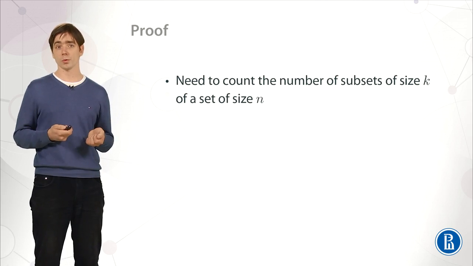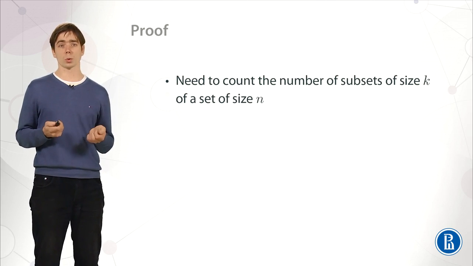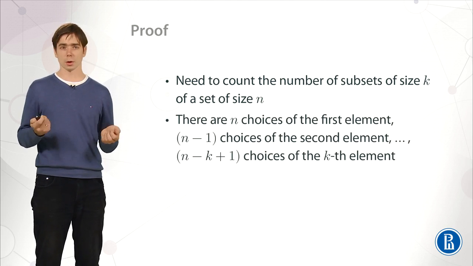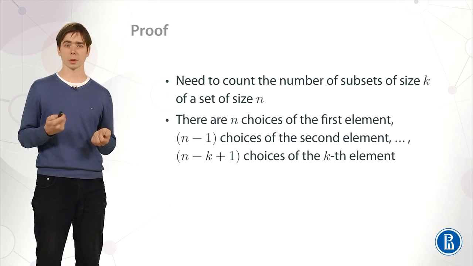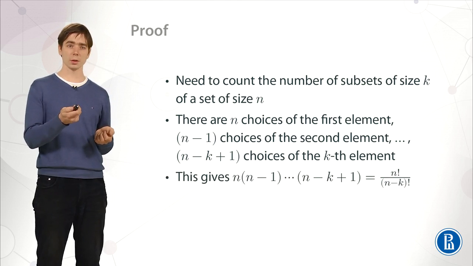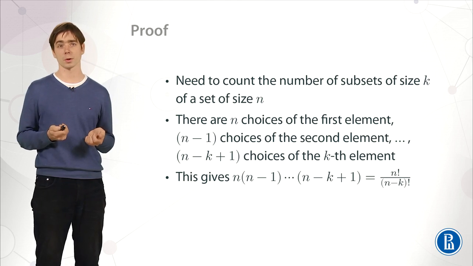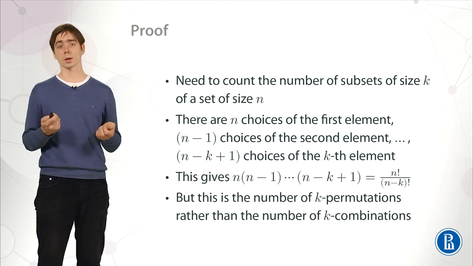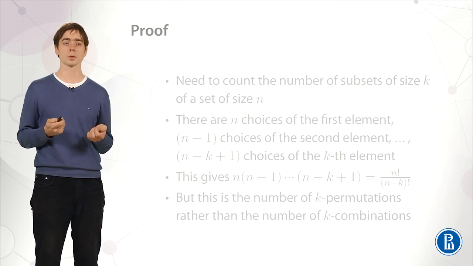Okay, let's review the proof of this. It's very similar to the previous examples, but let's review it in general. So we need to count the number of subsets of size k of a set of size n. Okay, there are n choices for the first element, n minus 1 choices for the second element, and so on, n minus k plus 1 choices for the last element. And this gives us n times n minus 1 and so on times n minus k plus 1, that is n factorial divided by n minus k factorial options. But these are actually k-permutations, not k-combinations, because we have picked the ordered sequence of k elements.